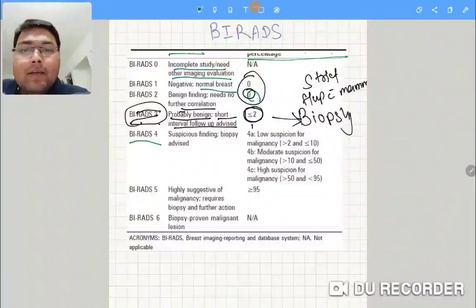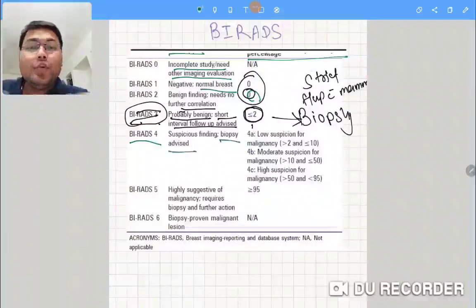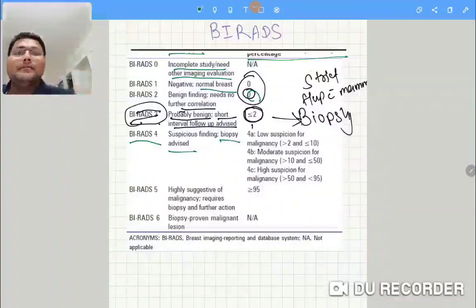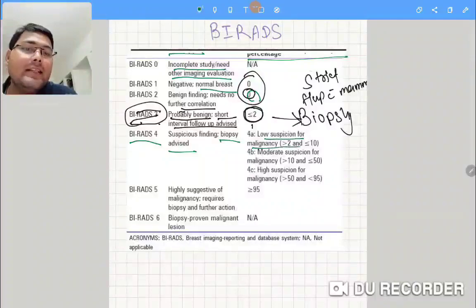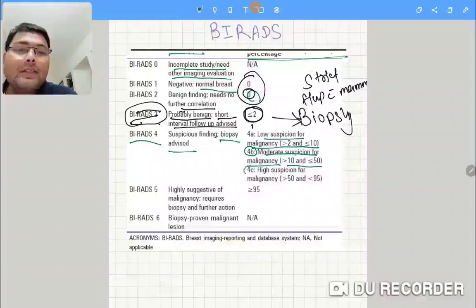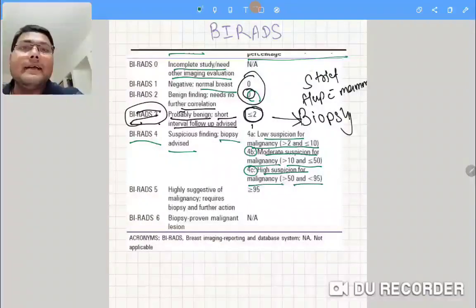You must go for biopsy, because there is likelihood of malignancy. There are 3 categories in BI-RADS 4: 4A, 4B and 4C, and the likelihood of malignancy goes up to 95%. 4A has a low suspicion of malignancy, greater than 2% but less than or equal to 10%, right? And 4B has a moderate suspicion for malignancy, greater than 10% to less than or equal to 50%, right? In 4C, there is a high suspicion of malignancy, more than 50% to less than 95%, right?